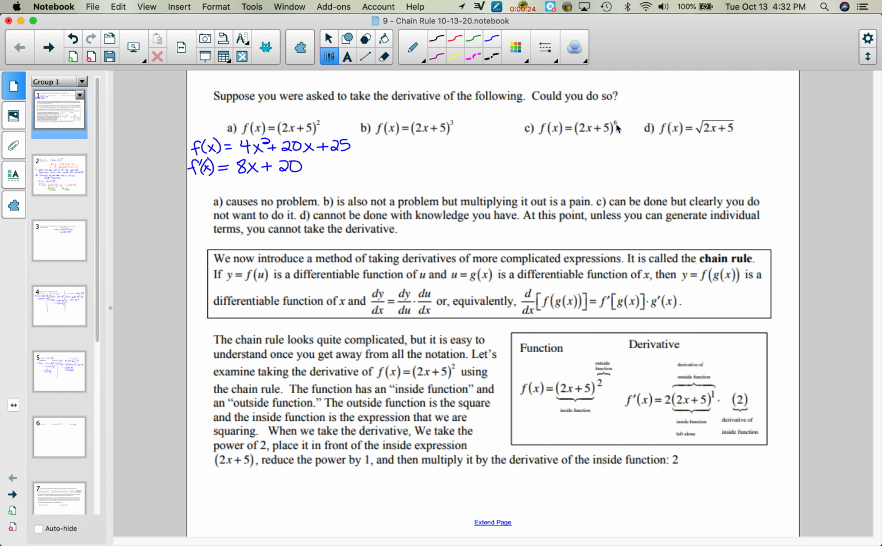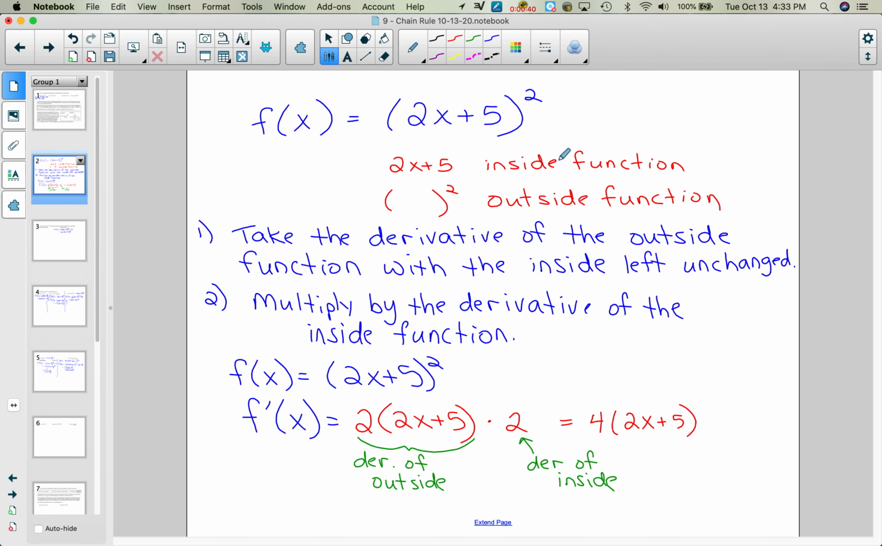A problem here, 2x plus 5 times itself 6 times would be rather time consuming, and this we just couldn't do that way. So we're going to use something called the chain rule, and you can read over this later. I paraphrased it here.